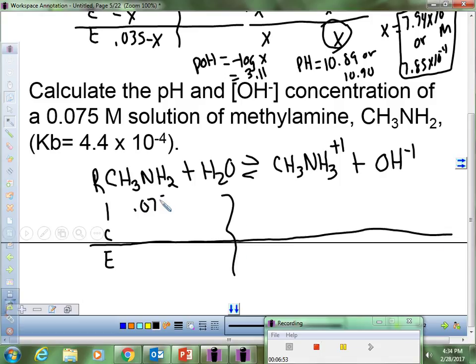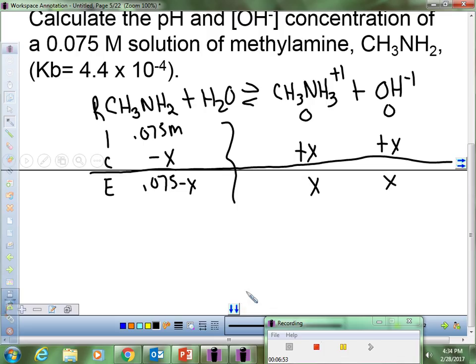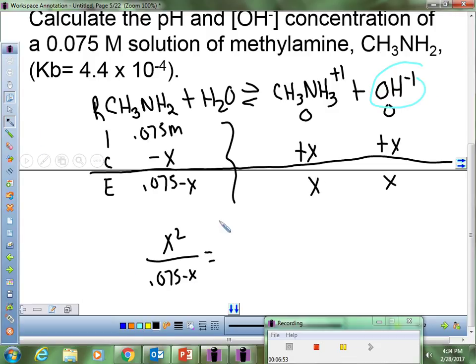So 0.075, these start out as 0, we subtract x, add x, I meant to say add x, subtract x on this side. Always where your 0 is, you would add. So we end up adding x squared over 0.075 minus x. We're going to set that equal to Kb because of this hydroxide. And so then this would be 4.4 times 10 to the negative fourth.